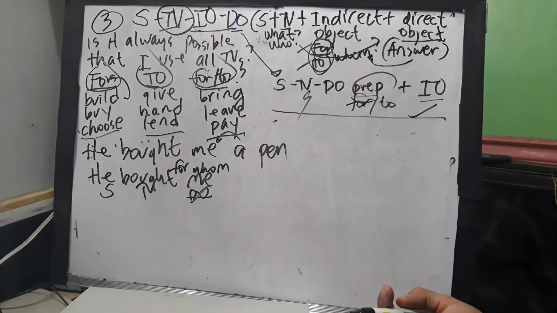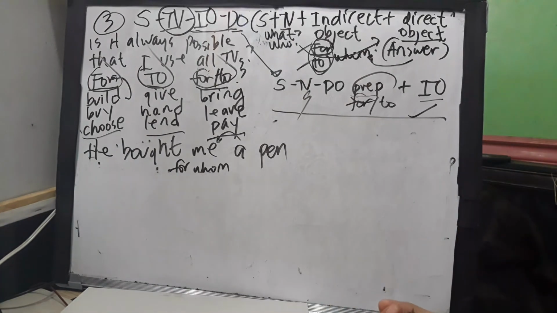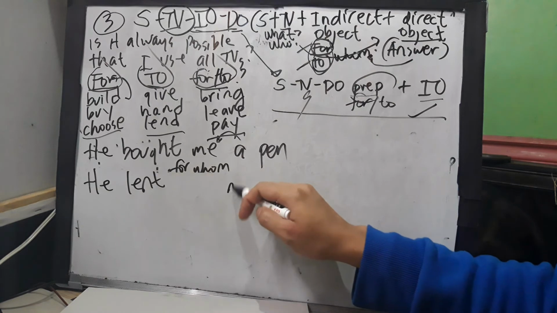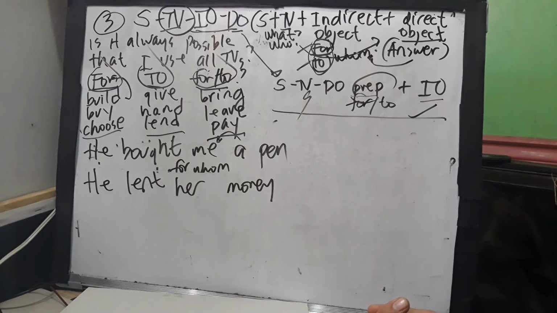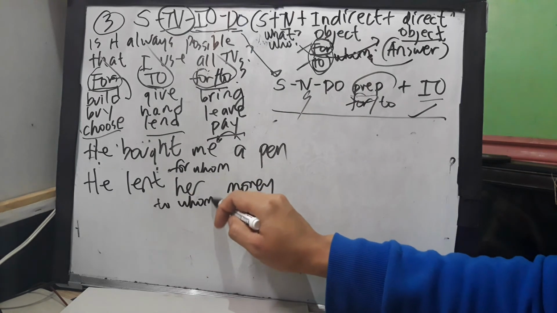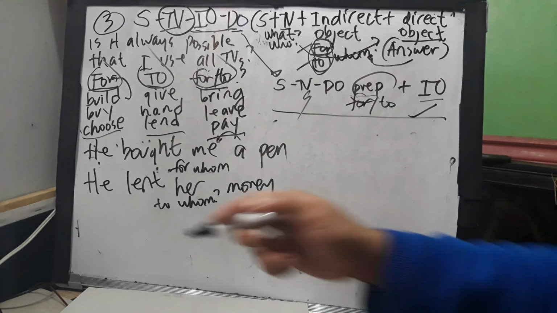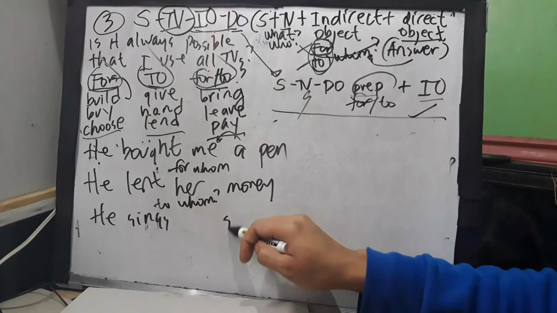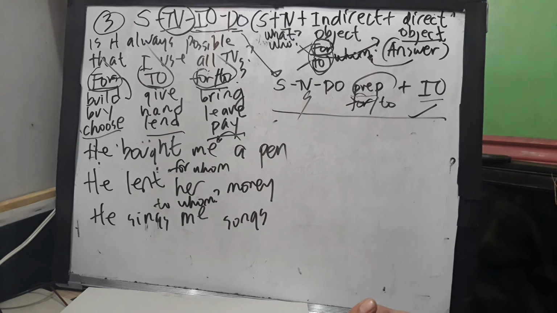Okay? So let's have more examples. Let's try to make more examples using to him. So for example, he lent money to whom? He lent her money. So he lent, what did he lend? Money. To whom? To her. Okay, so is this clear, guys? Let's have another example. He sings songs to me. He sings songs for me.